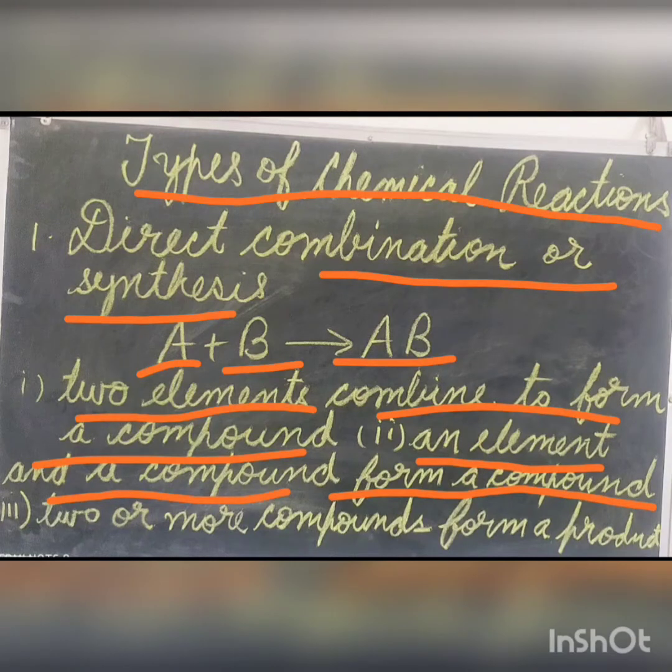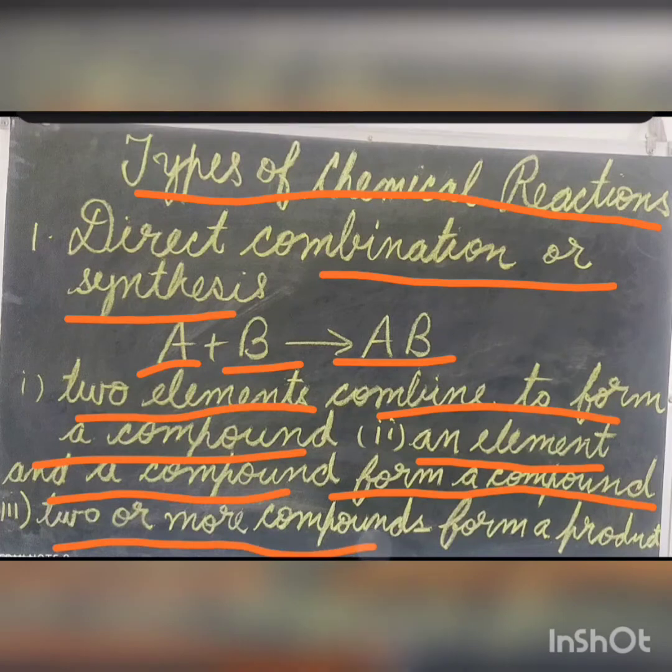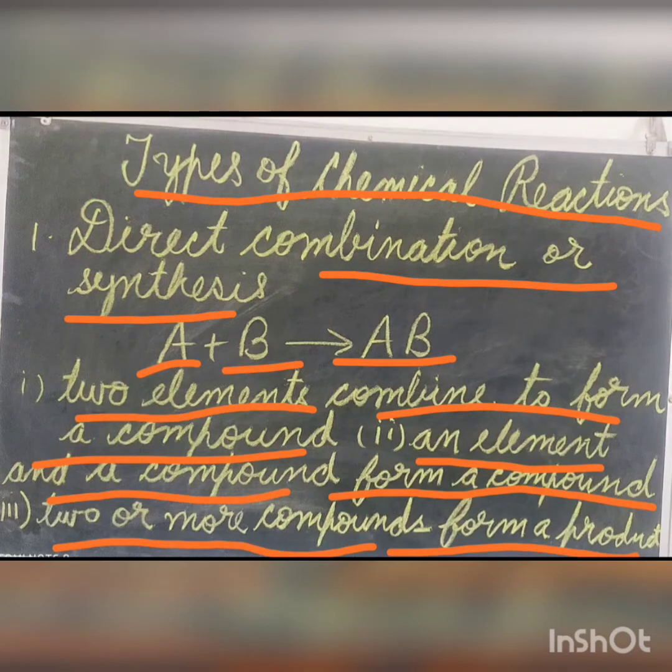Third type of combination reaction is in which 2 or more compounds, they form a new compound or product. For example, ammonia and hydrogen chloride, both compounds, they combine to form a new compound, ammonium chloride. NH3 plus HCl gives NH4Cl.